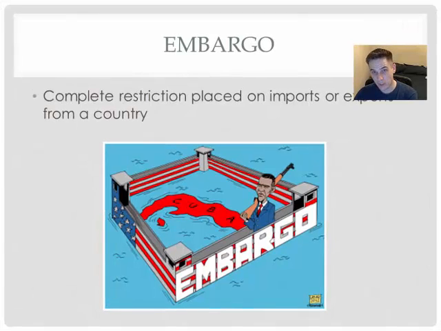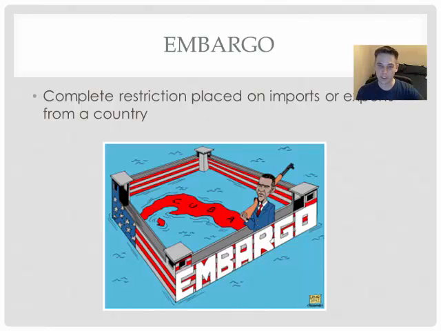Then there's an embargo. Now this is kind of a last resort, and this is usually something we use against someone who's kind of an enemy. It's a complete restriction placed on imports or exports from a country. So right now America has an embargo on a number of countries, but one of the most famous ones is Cuba. We do not let anything come in and out of Cuba to Americans.